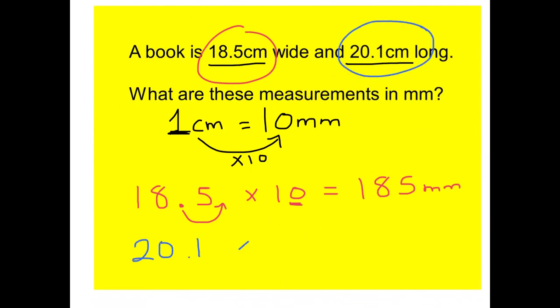My second measurement, the length of the book, 20.1 centimeters. Again, we have to times it by 10 to turn it into millimeters. Because there's a decimal point, it's a matter of moving that decimal 1 point to the right because there's 1 0 in 10. 201 millimeters.